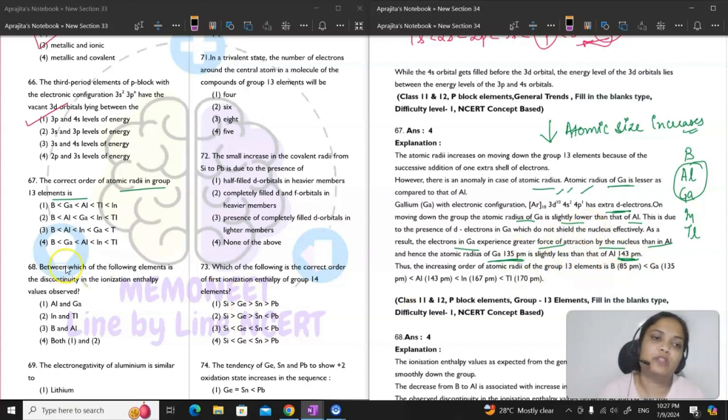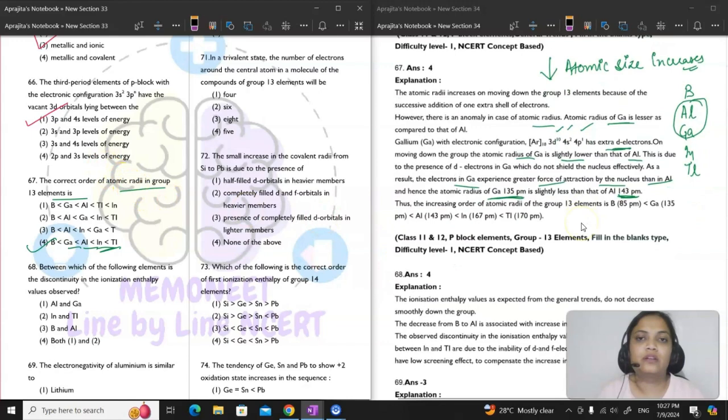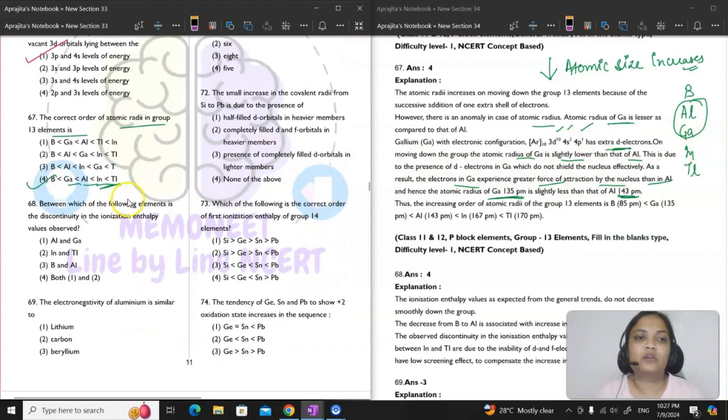So that is going to be the order: boron, gallium, then aluminium, then indium and then thallium. So we call it lanthanide contraction as well. All right, so in lanthanide and actinide contraction, there are 4f and 5f. Similar to that, here, because of d electrons, the atomic radii is less. Okay, so you must know about the exceptions also.